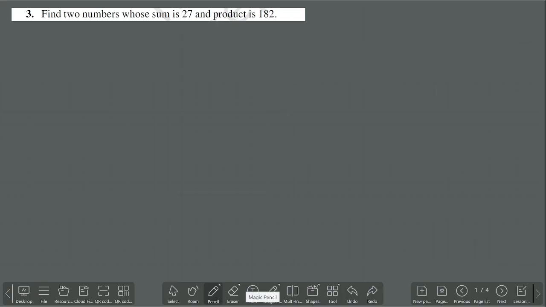Okay, guys, the same fourth chapter, that means quadratic equations, exercise 4.2. The second problem we have already done; while giving the introduction, I solved that. Now we are going directly to the third problem.